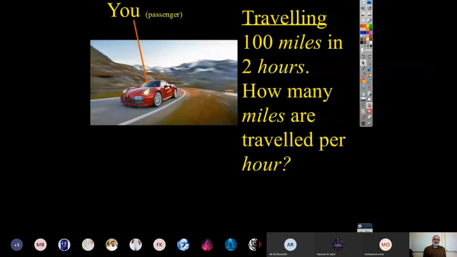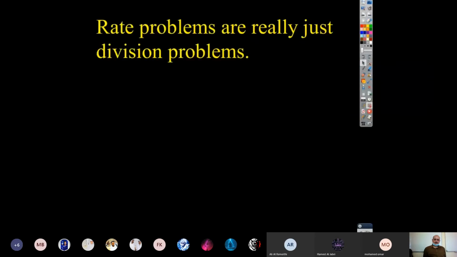So we're going to talk about how many miles we traveled per hour, right? When we see this idea of per hour, we know that this is a unit rate problem. So let's talk about how we're going to solve a unit rate problem, okay? Well, these are really just division problems.